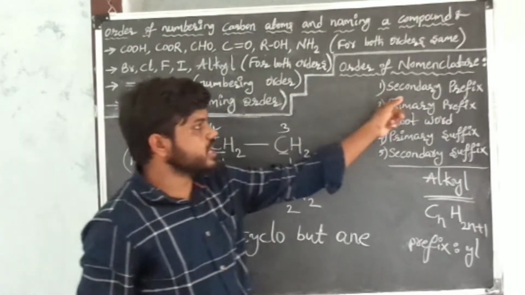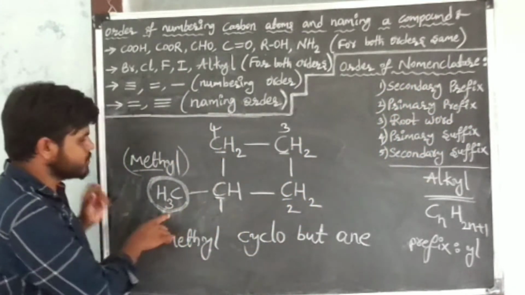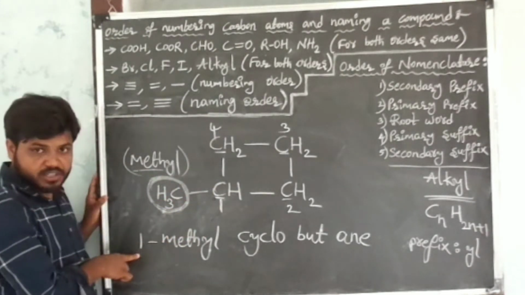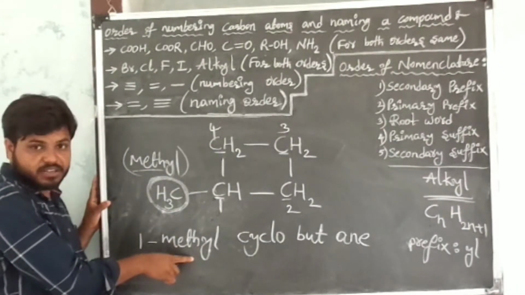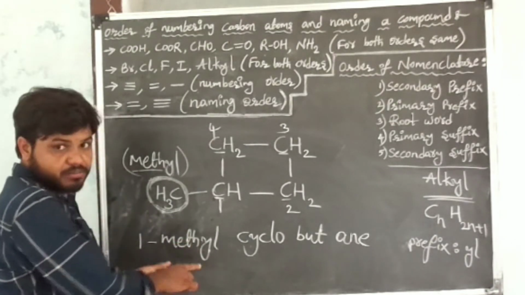After giving numbers, first write the secondary prefix. Here one substituent is there, that is methyl. First write the position of the methyl. The position is 1. After writing the position, write the name of the methyl. Position and prefix are completed.